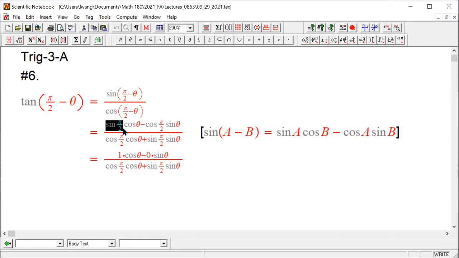Okay, so sine pi over 2 is 1. Cosine pi over 2 is 0, right? Cosine pi over 2 is 0. Sine pi over 2 is what? Is 1.